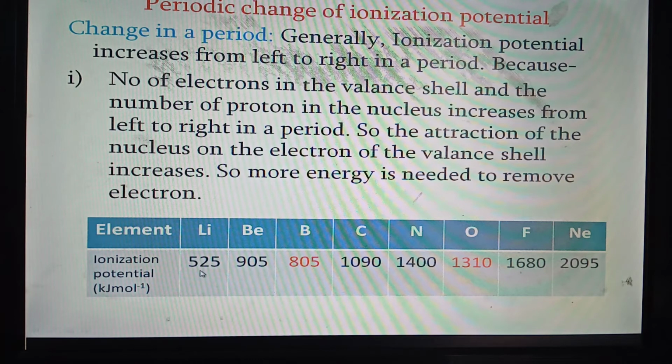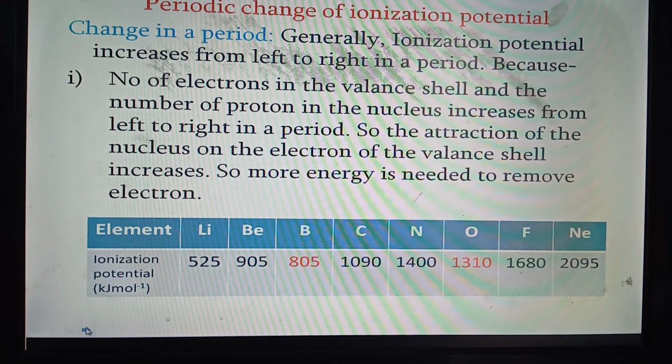That is, from lithium to beryllium, ionization potential is increasing as per the normal rule, but in case of boron, it is decreasing. The ionization potential of boron should be more than beryllium, but practically it is less than beryllium. In the next slide we shall discuss these deviations. Another deviation is present in case of oxygen and nitrogen. The ionization potential of oxygen should be more than that of nitrogen, but in fact it is less. We shall discuss this point in the next slide.